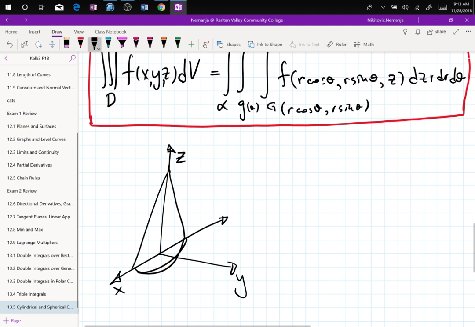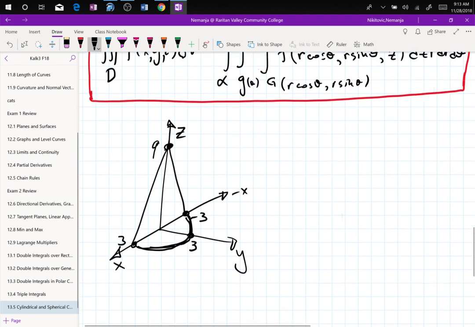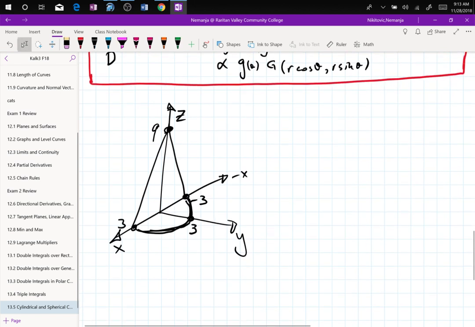X, Y, Z. The top is going to be 9. And then this is 3. And this is negative 3 on the negative x-axis. Perfect. It will also extend to 3 this way, giving away that it's a circle in the base. Do we see x values to be 3 and negative 3, and we see a y value to be a 3? It's a circle.